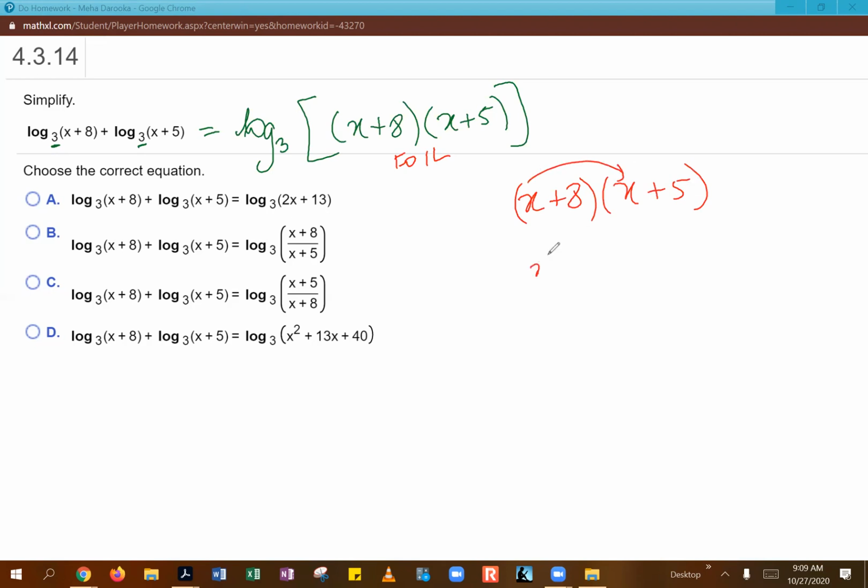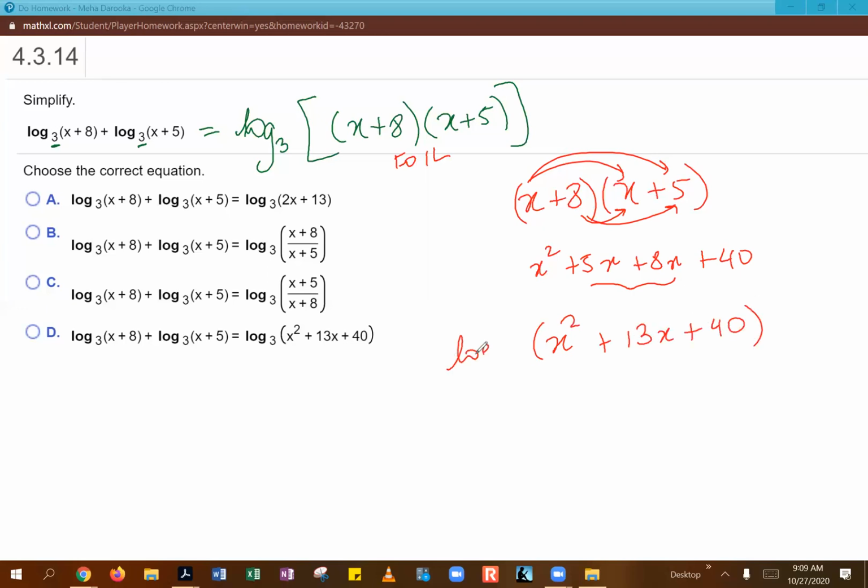So that gives you x squared. Of course, that would be 5x. 8x from here. And then, of course, 5 times 8 would end up giving us 40. And then when you combine these terms in the middle, you would have your 13x. And that would be the result of your FOIL.